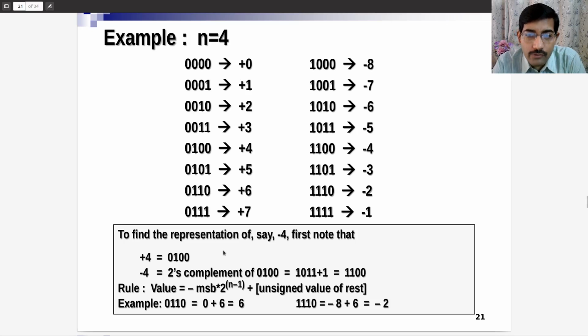Now if you see here, for example, 110 is your 6. When you write these 4 bits, the maximum you can write is 2 to the power 4 minus 1. This many numbers in decimal you can represent, first of all. Now the value actually is minus MSB times 2 to the power n minus 1, plus the unsigned value of the rest. Here MSB is 0, so minus 0 into 2 cube is 0, plus 6 is 6. Here MSB is 1, so minus 1 into 2 cube, that is minus 8, plus 6 is minus 2.